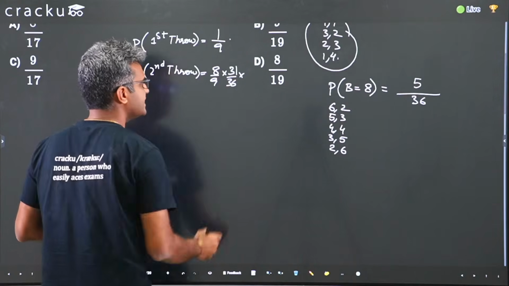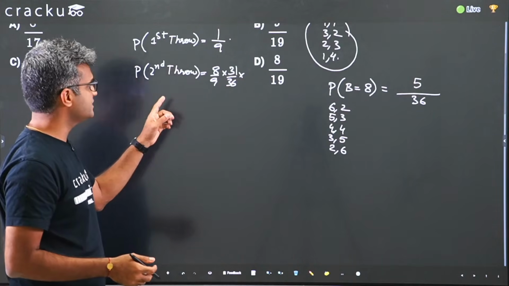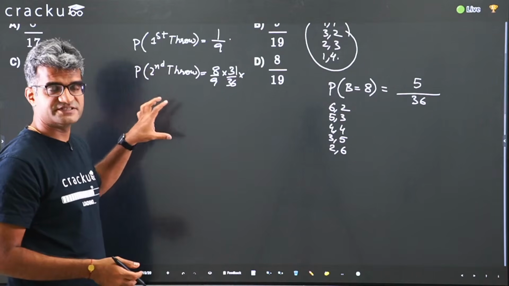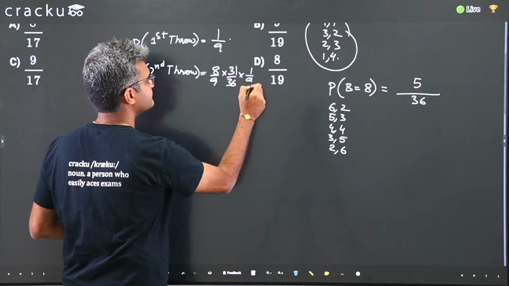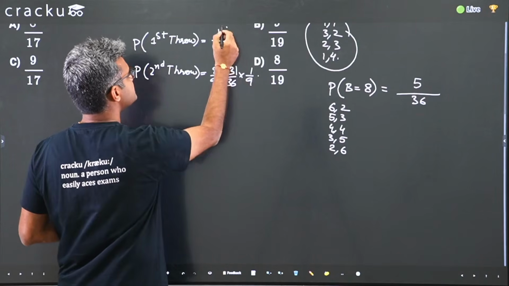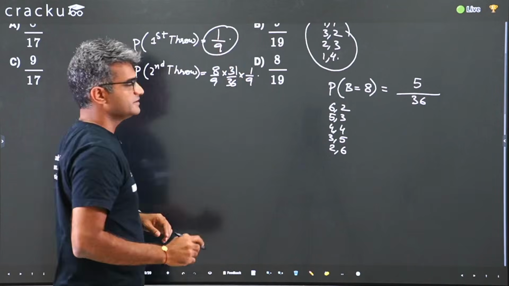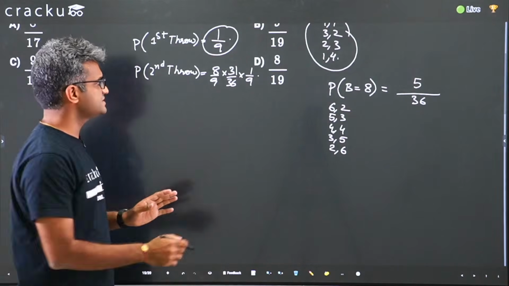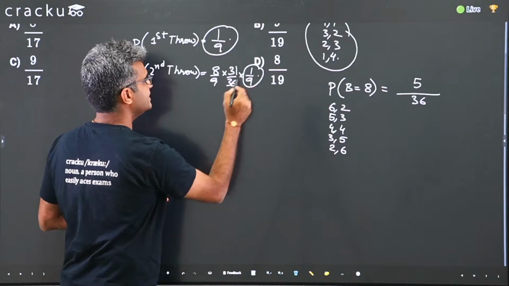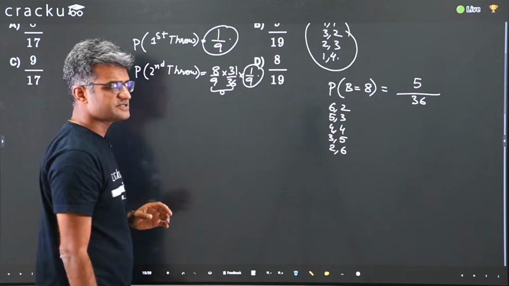And now A gets the dice again, and we want the probability that the game is finishing in the second throw that A is throwing. So this will be into 1 by 9. So the game ending in the first throw is 1 by 9. Game ending in the second throw is 1 by 9 into 8 by 9 into 31 by 36.